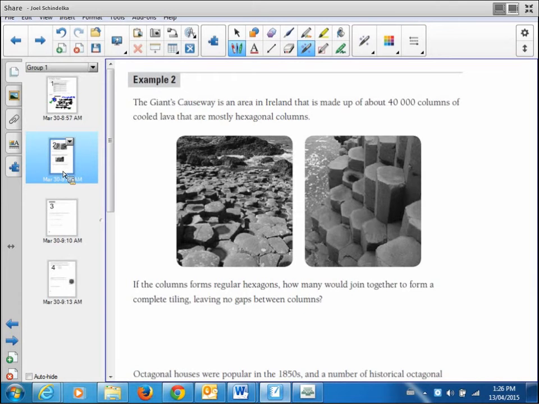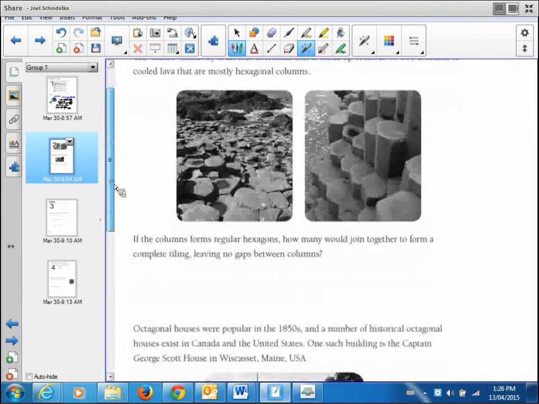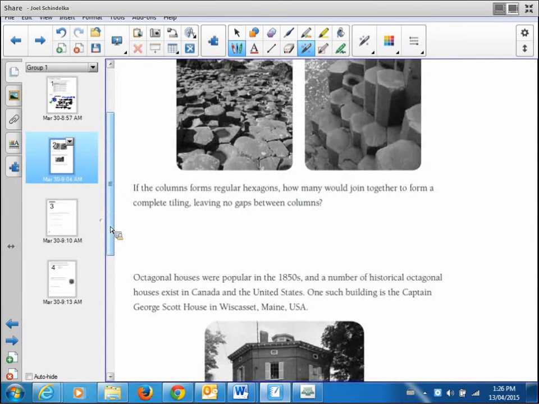They're in hexagonal columns. Now, they fit together. Anyways, they're all hexagonal columns. If the columns form regular hexagons, how many would join to form a complete tiling, leaving no gaps between columns? You can kind of see from the diagram, but how could you prove that?